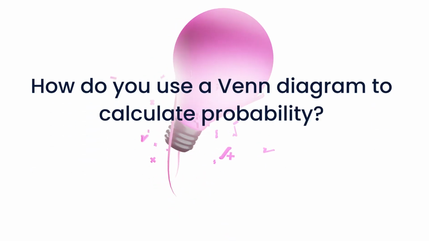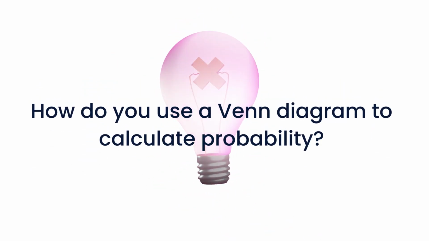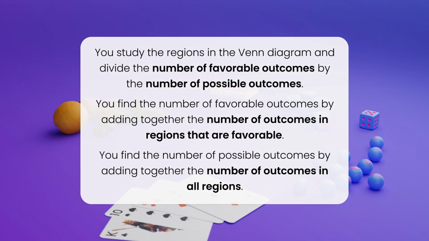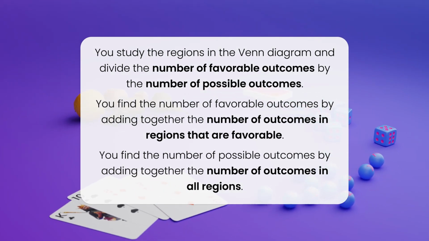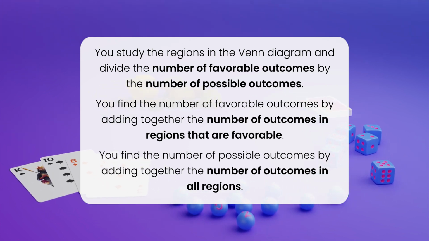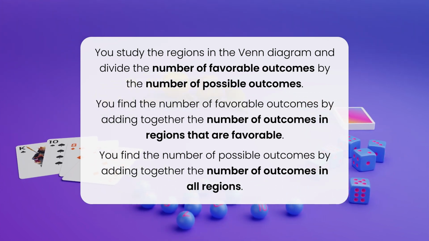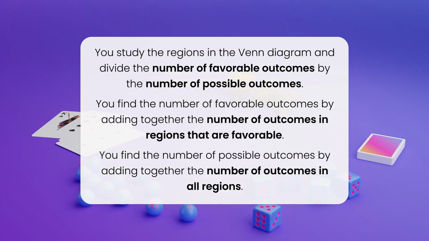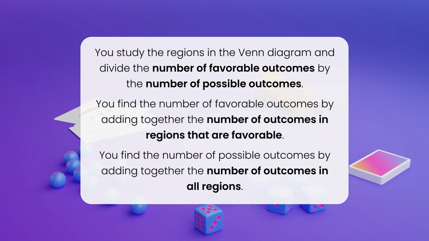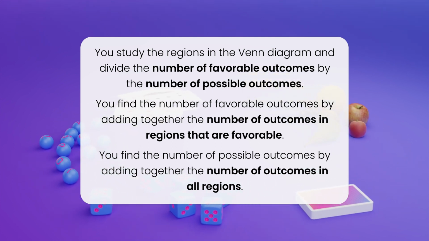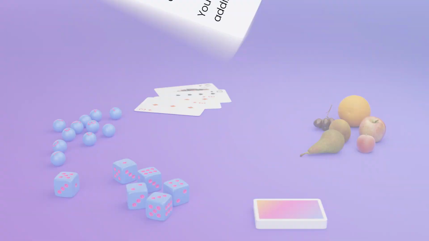How do you use a Venn diagram to calculate probability? You study the regions in the Venn diagram and divide the number of favorable outcomes by the number of possible outcomes. You find the number of favorable outcomes by adding together the number of outcomes in regions that are favorable. You find the number of possible outcomes by adding together the number of outcomes in all regions. Let's look at some examples to see how this works.